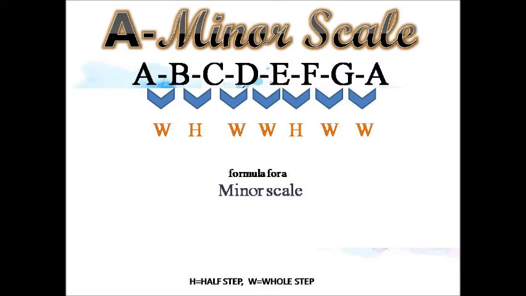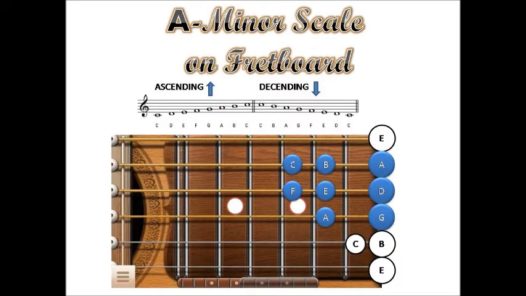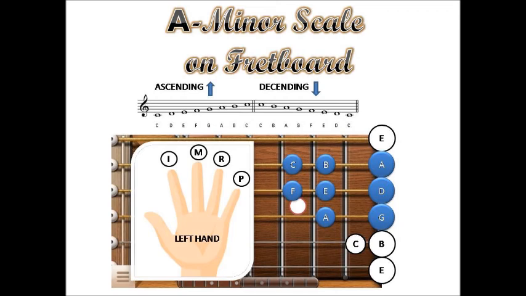Now let's see this scale on the fretboard. We will play it in open position, starting from the 5th string, which is open A, to the 3rd string 2nd fret A. 5th string open is A. 5th string 2nd fret, middle finger, is B. 5th string 3rd fret, ring finger, is C.